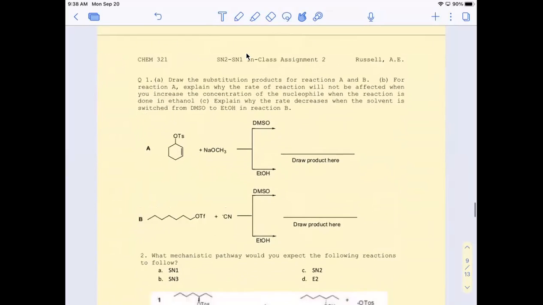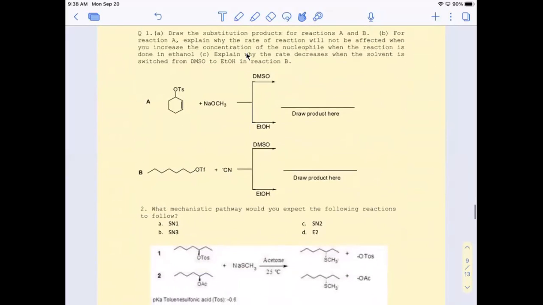Yeah, let's start here. This is a good warm up. All right, so it says draw the substitution products for the reactions A and B. And then for reaction A, explain why the rate of reaction will not be affected when you increase the concentration of the nucleophile when the reaction is done in ethanol. Explain why the rate decreases when the solvent is switched from DMSO to ethanol in reaction B.